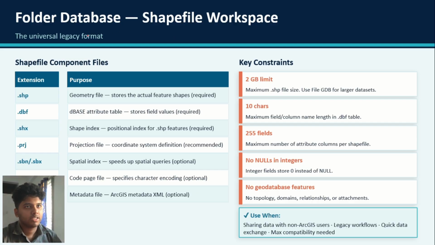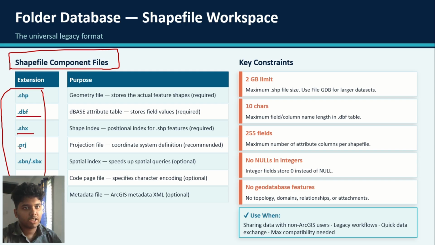And let's see how the shapefile component files work. This is the detailed file formats of the shapefile we use. As I said, most of the open data formats are already in shapefile. The most common shapefile formats we will use are SHP, DBF, SHX, PRJ. These are the most useful formats. The PRJ file defines the place where this file is formed.